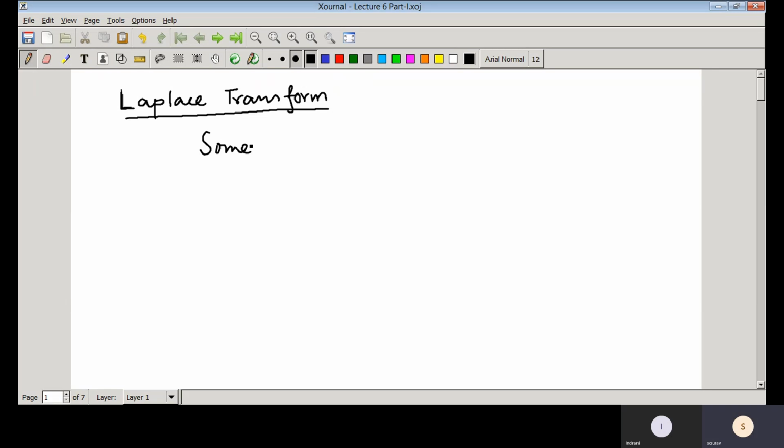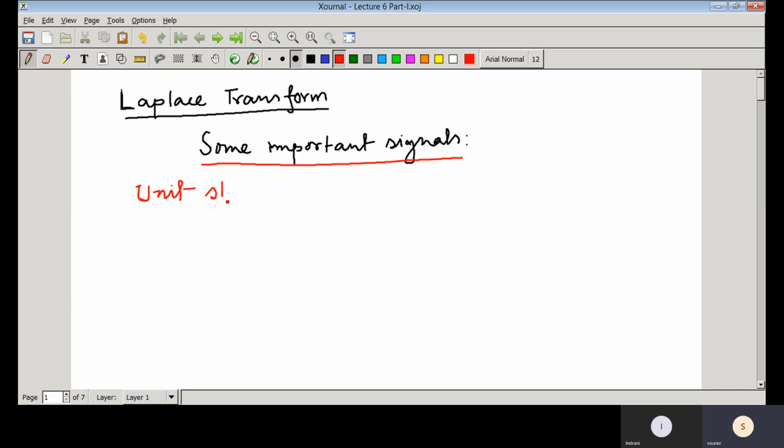So some important signals are unit step, ramp, parabolic, impulse, that we will be using in control systems, and they are also used as test signals. So the first one is the unit step.